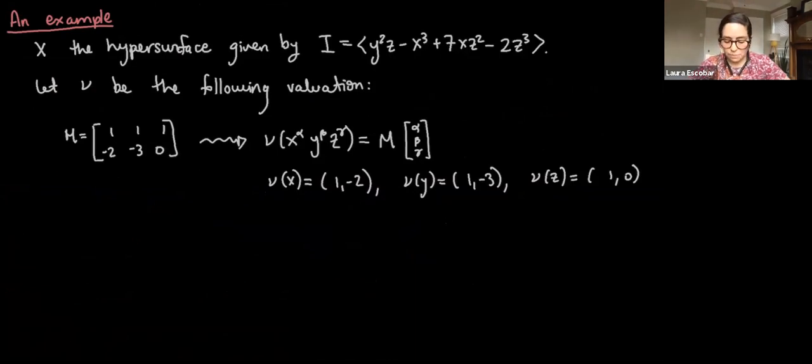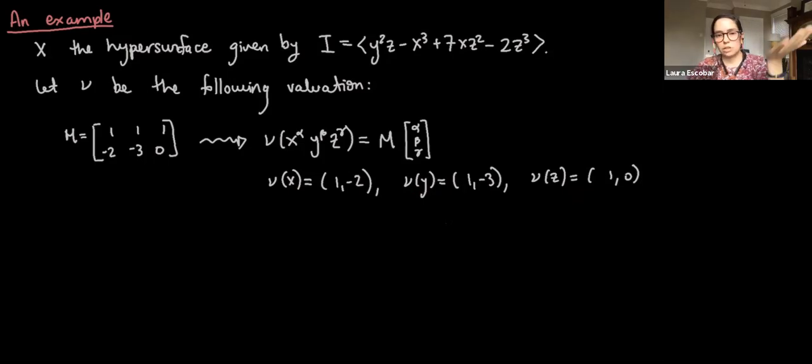So let's take a hypersurface. We're going to take this hypersurface, it is what it is, and we're going to take this valuation, which is going to be as follows. The input is going to be this matrix. The top row is 1, 1, 1, and the next row is -2, -3, 0. Then my valuation, I'm going to define it first on monomials. I define it on a monomial x^alpha y^beta z^gamma by multiplying your matrix by the exponent vector. So in particular, the valuation of X is the first column, of Y is the second column, and of Z is the third column.